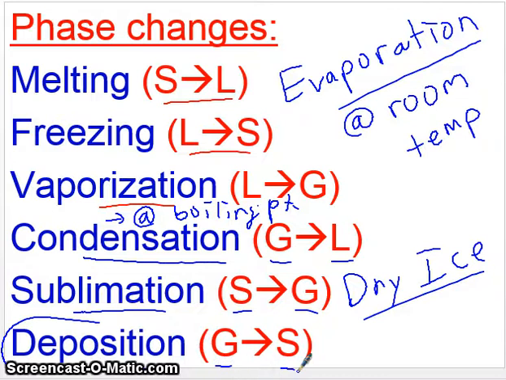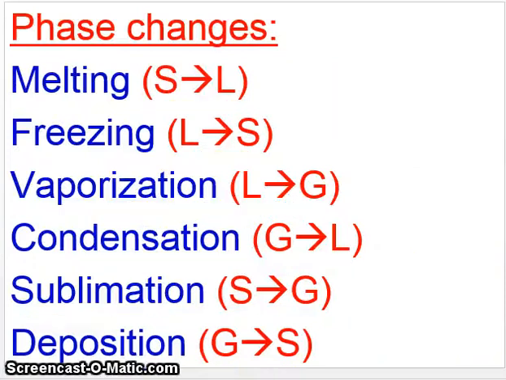Now deposition can actually be seen in the wintertime anytime there's frost forming on the window pane. So if you see little frost snowflakes on the window pane, if you look close, those got there from the water vapor in the air going directly to a solid. If it were to pass through a liquid phase, what you would see is frozen droplets of water on the window, but you see the snowflakes because it underwent deposition. So all 6 of these, you should have these memorized. Make sure you know which is which and be able to recite them.